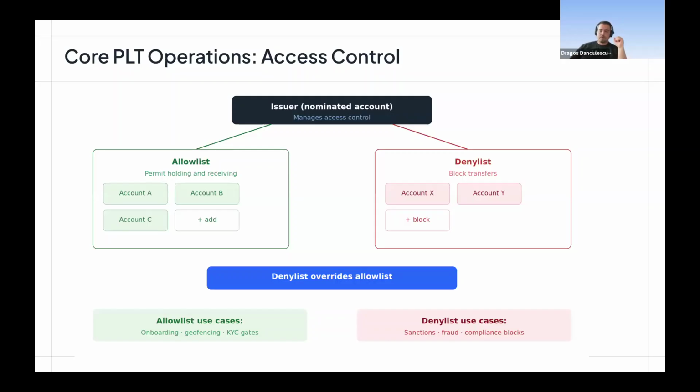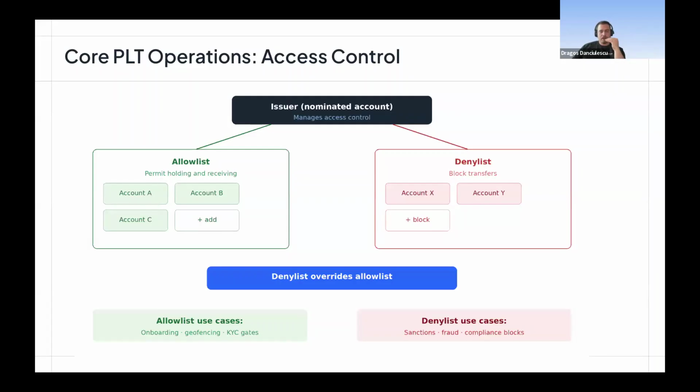The use cases for this would be onboarding initially, so when you actually get the stablecoins, you would be added automatically, and then you're good to go. Geofencing in case users try to use them from a restricted area, and know your customer.